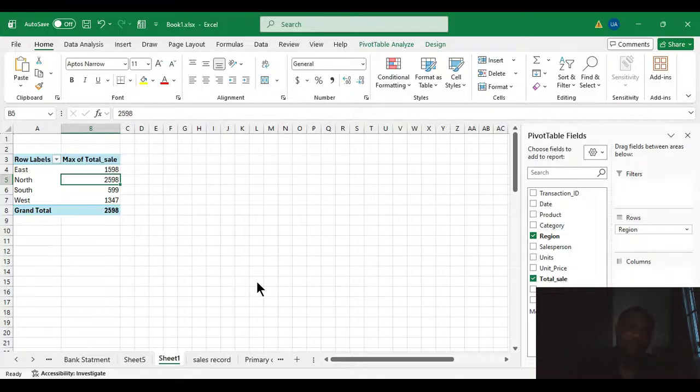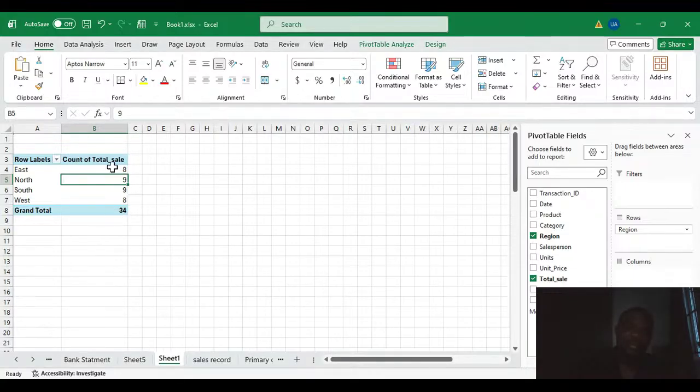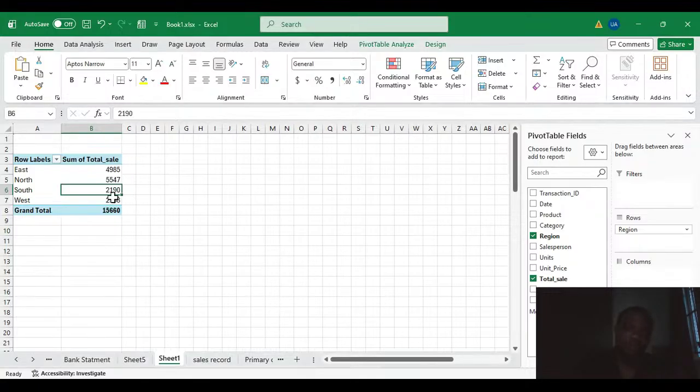In that region. If I use this here, this is showing that 8 items were sold in the east region. Then in the north region, 9 items were sold. In the south region, 9 items were sold. In the east region, 8 items was also sold. So you can use this option to get whatever you want to achieve. I'll just leave this back to sum because that's the default value.